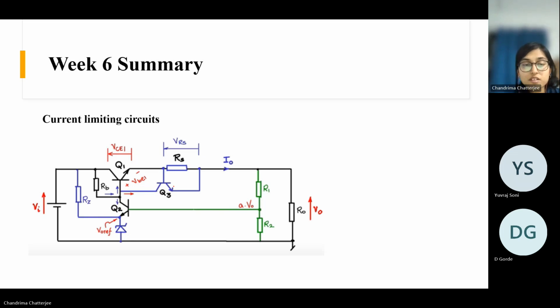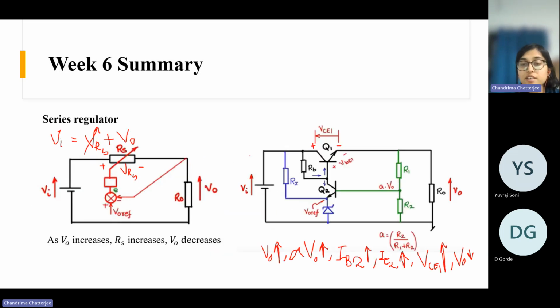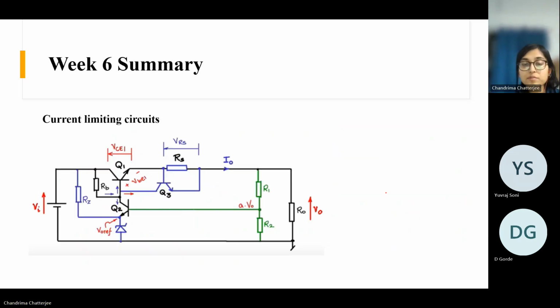Now we shall discuss the current limiting circuit. Here, this portion is the same as the current regulator circuit. This RB, RZ, this Zener diode, this Q1, Q2, these portions are the same. You can see these portions are the same.